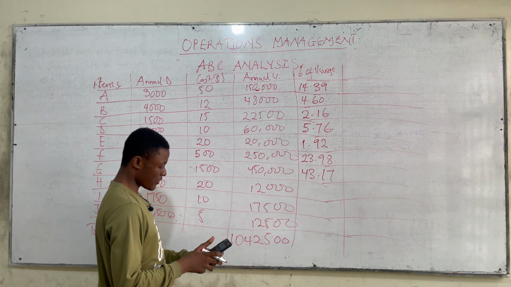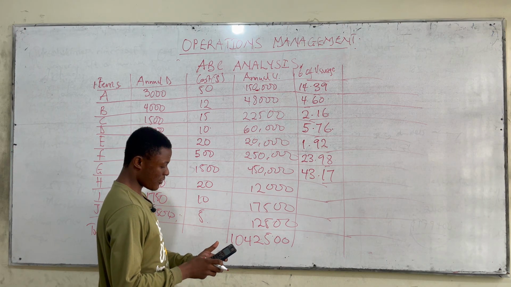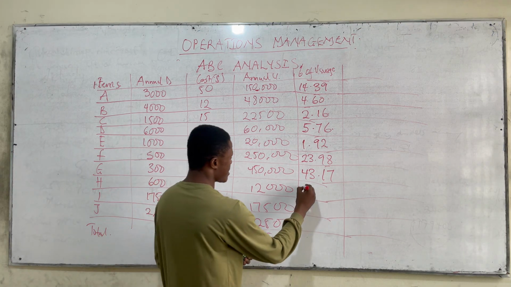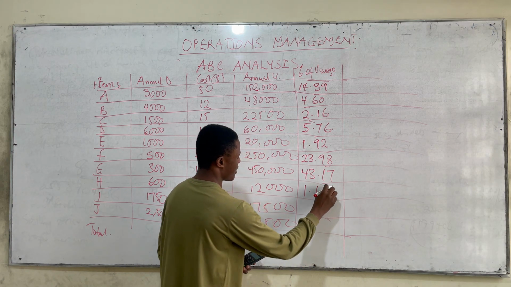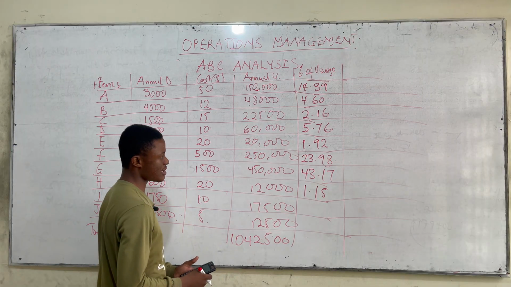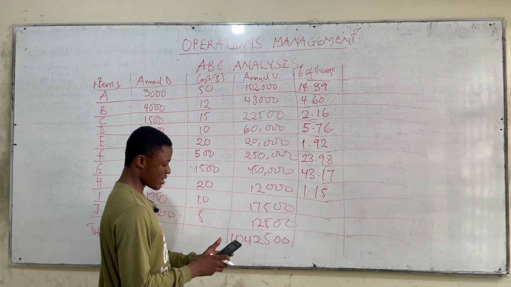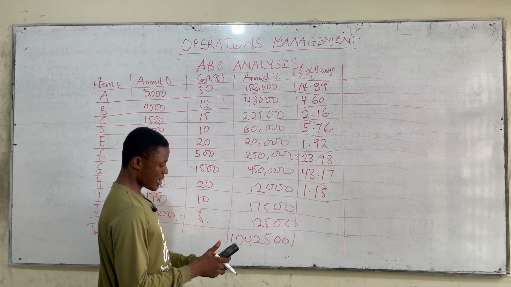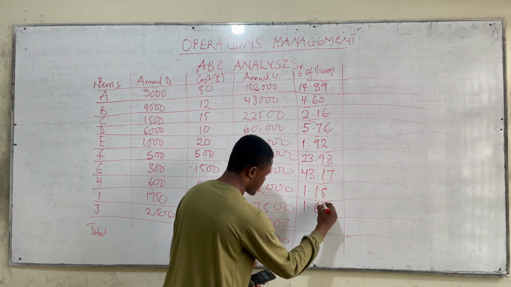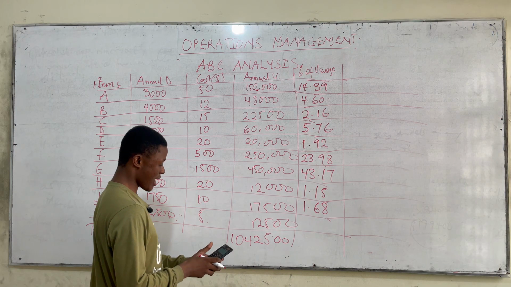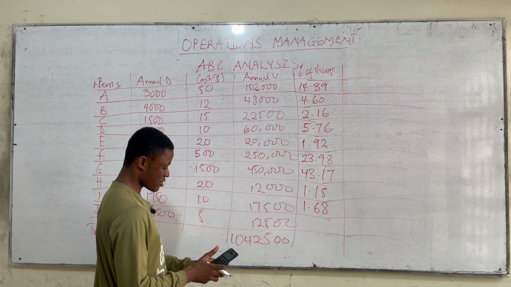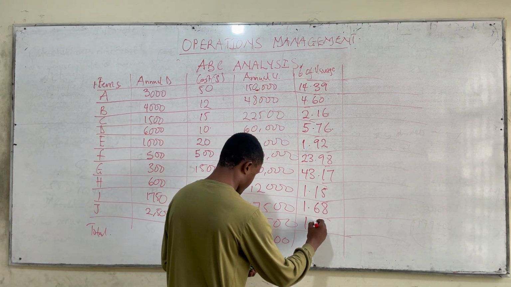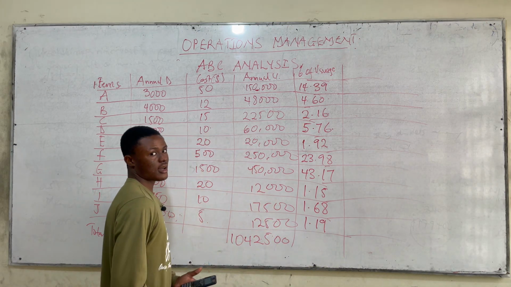And then we come here to 12,000 divided by 1,042,500 times 100. And what are we getting? We are getting 1.15. Hope you are getting the point. That's how you go about it. So let's keep on. 17,500 divided by 1,042,500 times 100. We are getting 1.68. The last one comes here. 12,500 divided by 1,042,500 times 100, and then we are getting 1.19. Are you good? Great.